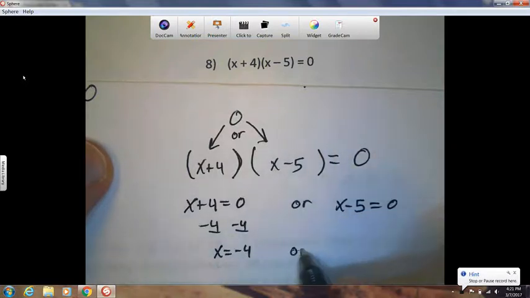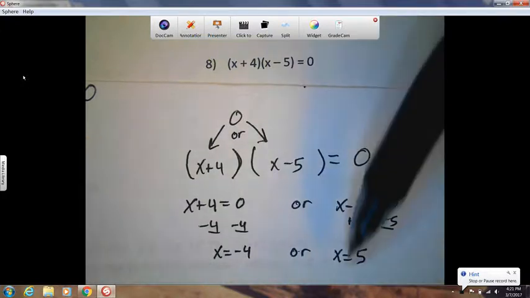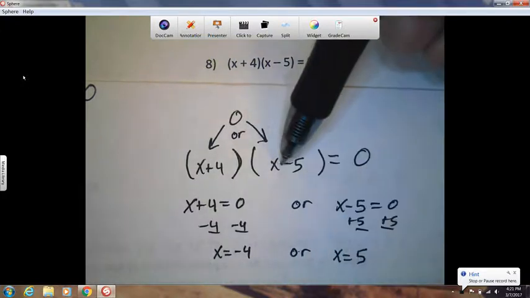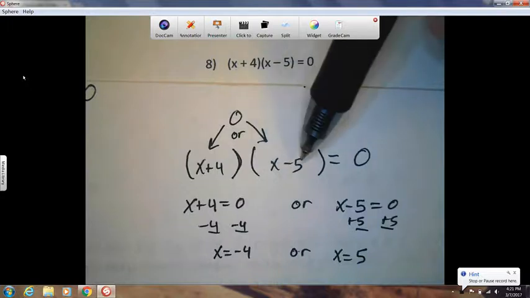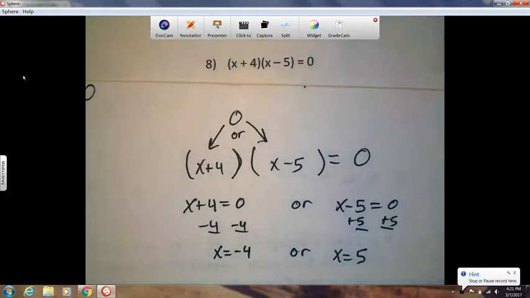Because a 5 put in this set of parentheses would make this 0, and a negative 4 put in here would make this 0. So again, take special note of this. One of these has to be 0. So I simply set up two equations. Either this one is 0 or this one is 0.